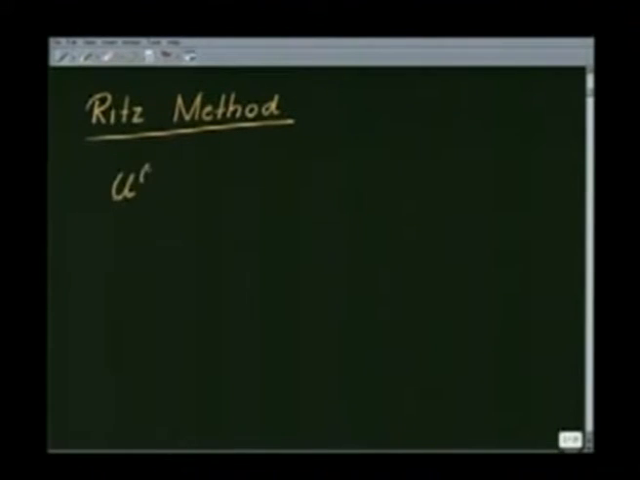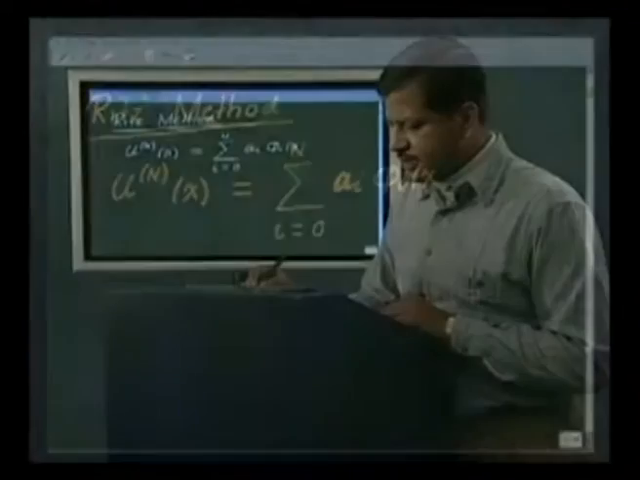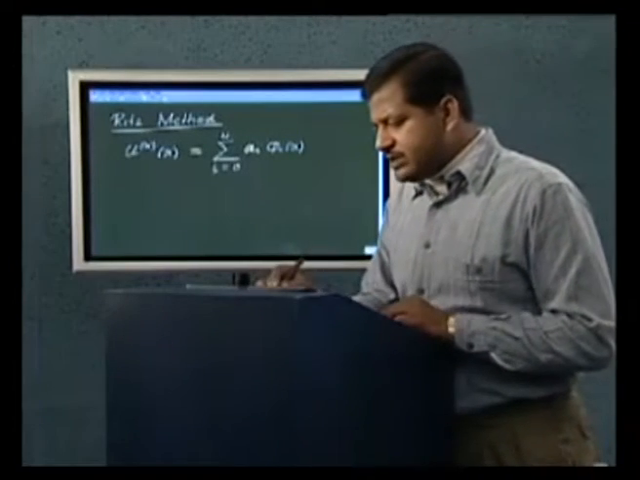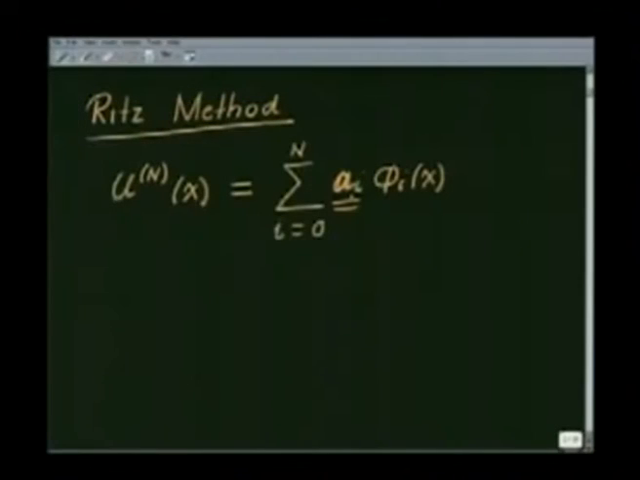I will call it by the name u_n(x). This will be equal to sigma i equals 0 to n a_i phi_i(x), where we had said these a_i's are the coefficients which have to be determined, and phi_i's are the so-called basis functions that are used to define this series solution.